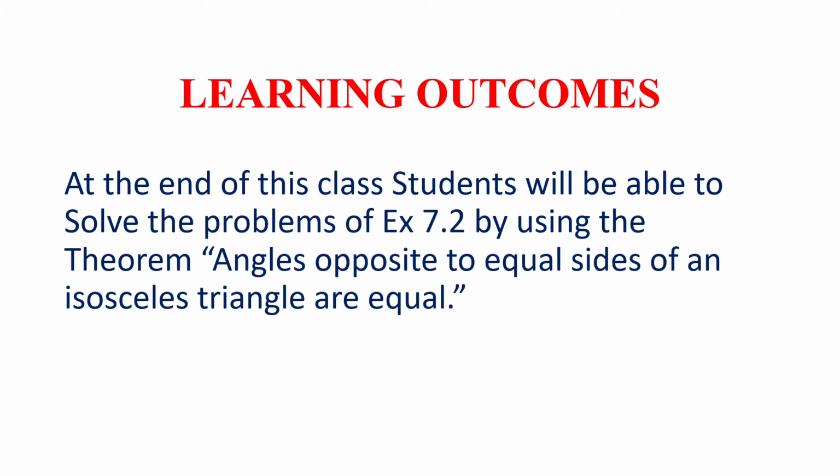Learning outcomes. At the end of this class, students will be able to solve the problems of exercise 7.2 by using the theorem: angles opposite to equal sides of an isosceles triangle are equal. This exercise is totally based on this theorem. Theorem is what? Angles opposite to equal sides of an isosceles triangle are equal.